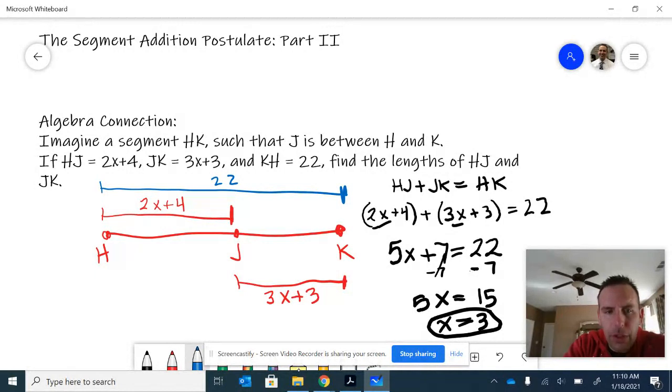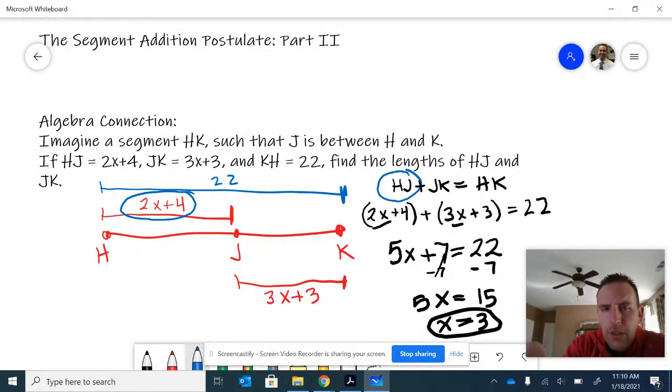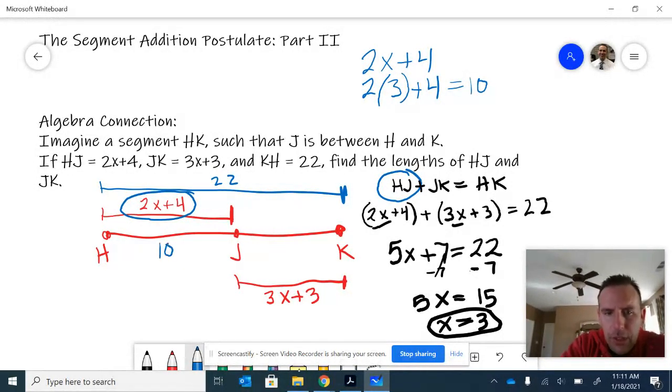So let's take a look first at HJ, and that's the 2x plus 4. I'm going to look at the distance of HJ. So 2x plus 4 as an expression, but now we found the value of x to be equivalent to 3. If we simplify this expression, we should get 10. And so we could label this as 10. Now, you can do something similar for finding the value of JK, or you can just use logic and realize, oh, okay, that must be 12 because 10 plus 12 is 22. I hope that's helpful.